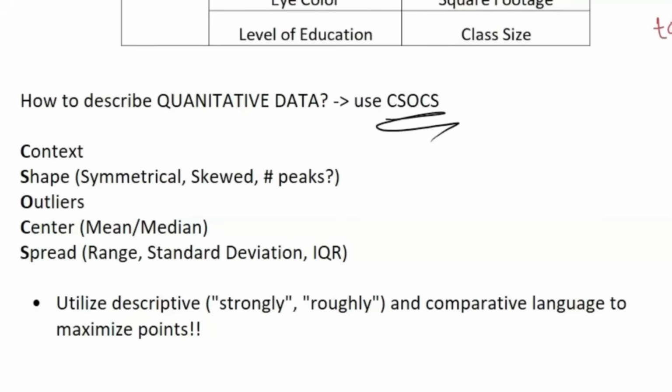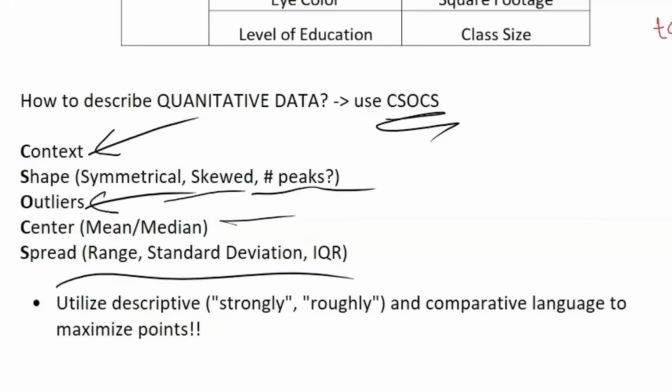For quantitative data, use the acronym CSOCS. The C stands for context, and S stands for shape. Is it symmetrical? Is it skewed? How many peaks? Is it unimodal, bimodal, all that? Look at the outliers, any data points that are far out wide compared to the rest of the data. You have your center, so look at your mean or your median. You have spread, that's your range, your standard deviation, your IQR.